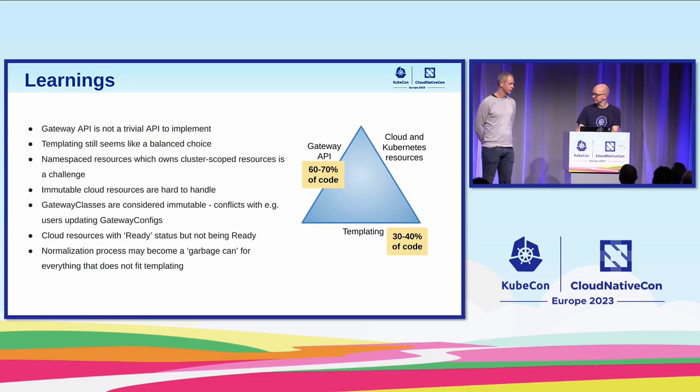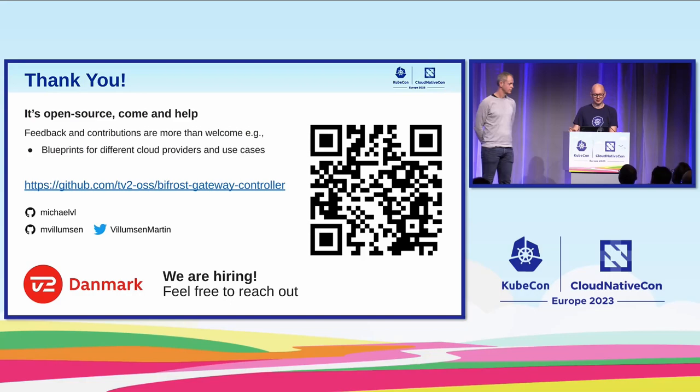All right, so basically, that's it. The project is open source. There's a QR code for it. It's called Bifrost Gateway Controller, and it's in the T2-OSS GitHub repository. This is our first open source project. It's also our first KubeCon talk, and we're really excited to be here. Feedback and contributions are more than welcome. It could be fun to see some other blueprints with other use cases, other cloud providers, and so on.